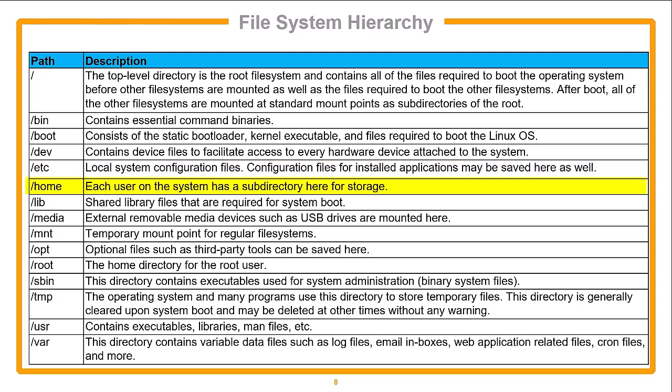Home is where each standard user has a subdirectory for personal storage. Lib holds shared library files. Media and MNT are where external devices like USBs are mounted. Opt is for optional files like third-party hacking tools. Root is the specific home directory for the superuser, or root user. SBIN contains executables used for system administration. Temp stores temporary files and usually clears when you reboot.